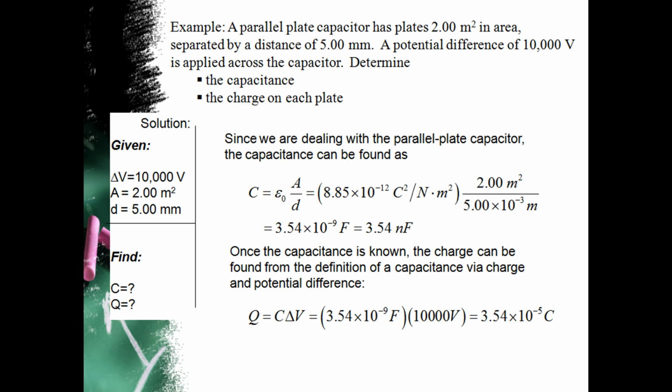Again, we are asked to find the charge, and the unit for charge is coulomb. If you still remember, farad is also equal to coulomb per volt. So when the volt is cancelled out, we get the unit coulomb. So the answer is 3.54 times 10 raised to negative 5 coulomb.